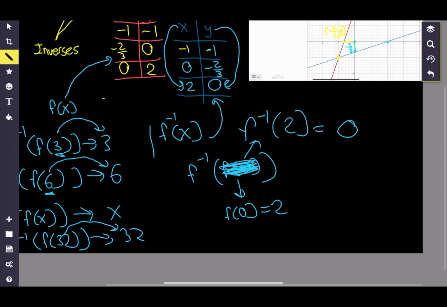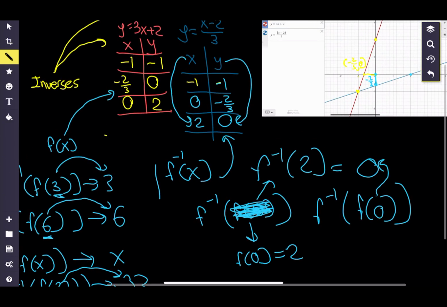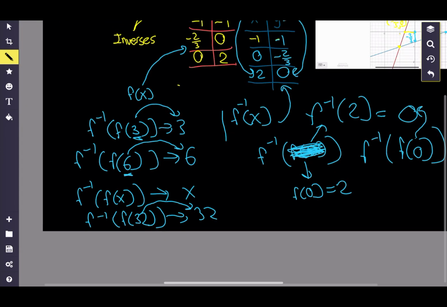What you'll notice is that our original thing to solve was f inverse of f of 0, and our answer is still the thing inside the parentheses. Only this time I used the tables to prove this. This shows that if you have f of something and you take the inverse of that, you get back the x value that you just plugged in.